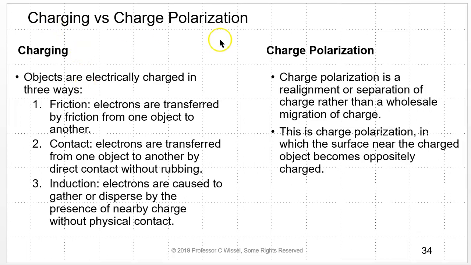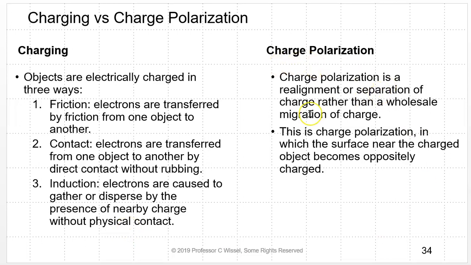Charging versus charge polarization. These two terms sound alike. Charging: objects are electrically charged in three ways. Friction: electrons are transferred by rubbing from one object to another. Contact: electrons are transferred from one object to another by direct contact without rubbing. Induction: electrons are caused to gather or disperse by the presence of a nearby charge without physical contact.